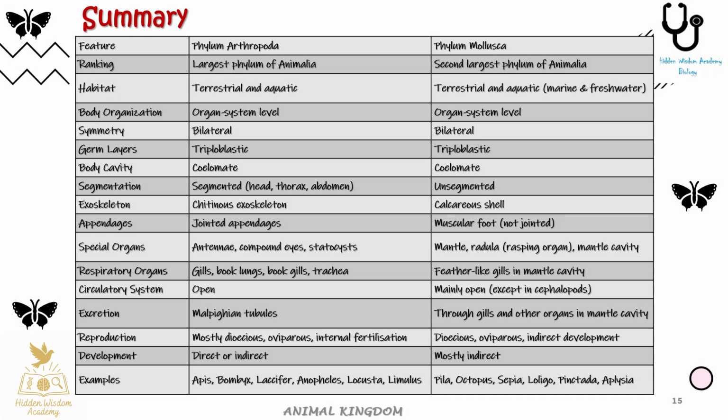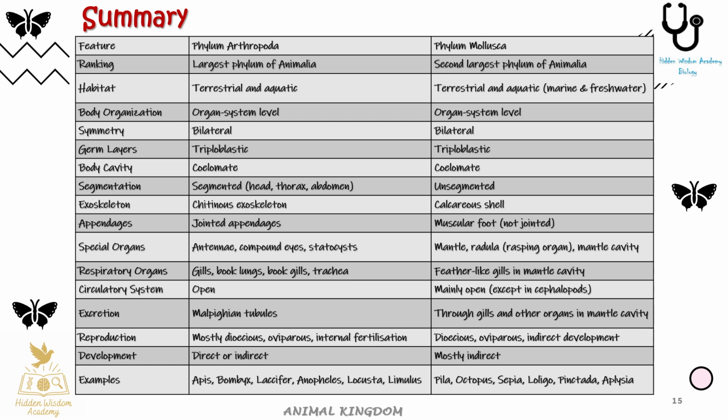Let's quickly revise two major phyla of the animal kingdom. Phylum Arthropoda is the largest phylum of Animalia, while Phylum Mollusca ranks as the second largest. Both are found in terrestrial and aquatic habitats. They exhibit organ system level body organization and bilateral symmetry. They are triploblastic and coelomate.